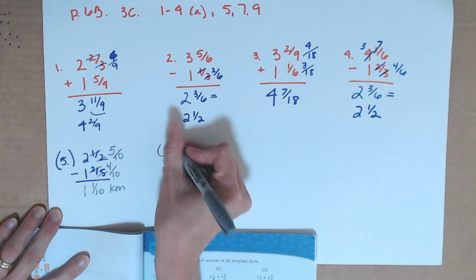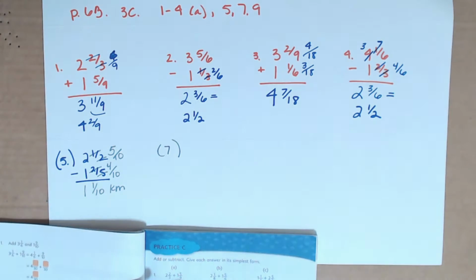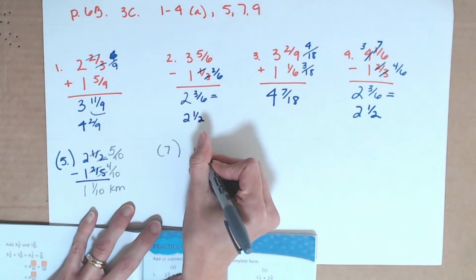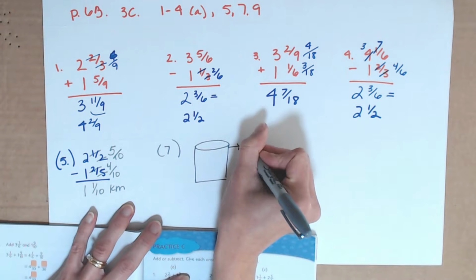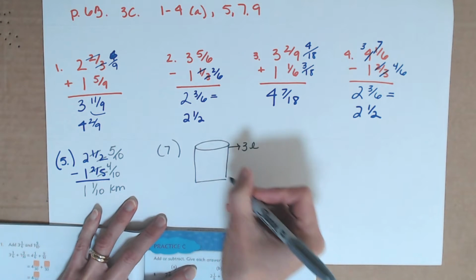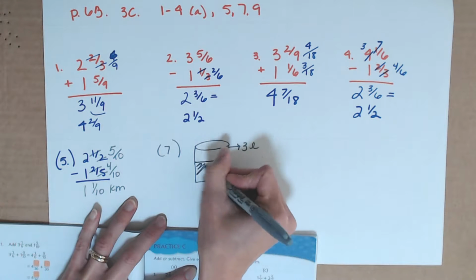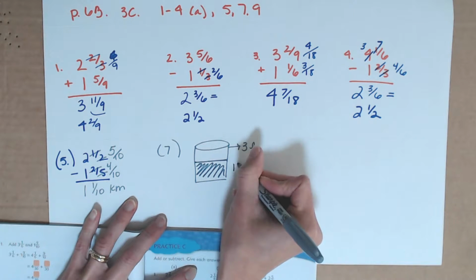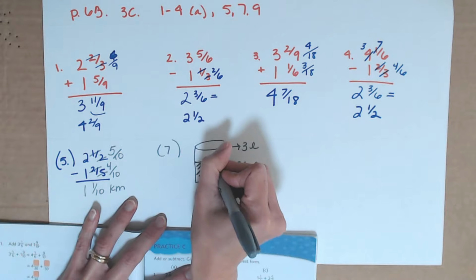Number 7 says a container has a capacity of 3 liters. I'm just going to draw a container here. So let's say it can go up to 3 liters. It contains 1 3/4 liter of water. Like here, it contains 1 3/4 liter. How much more water is needed to fill it completely?